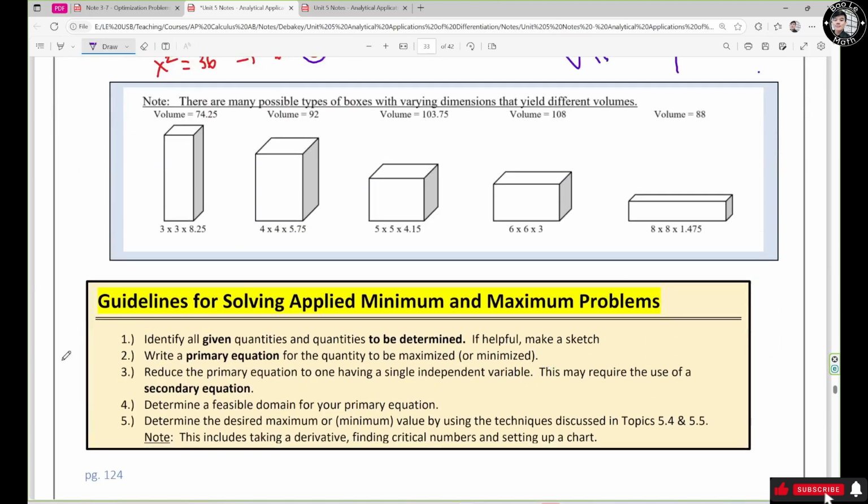Now let's move on to the next one. The guidelines for solving applied minimum and maximum problems. The first step is to identify all given quantities and quantities to be determined. If helpful, make a sketch. Step number 2, write a primary equation for the quantity to be maximized or minimized. Step number 3, reduce the primary equation to one having a single independent variable. This may require the use of a secondary equation, which is given. Step number 4, determine a feasible domain for your primary equation. Step number 5, determine the desired maximum or minimum value by using the techniques discussed in topics 5.4 and 5.5. Note, this includes taking a derivative, finding critical numbers, and setting up a chart.